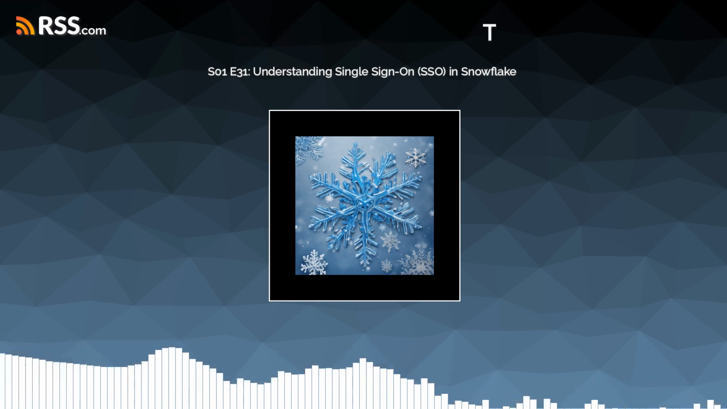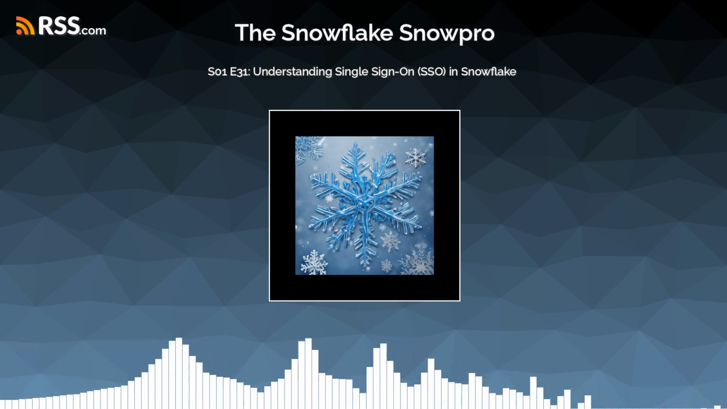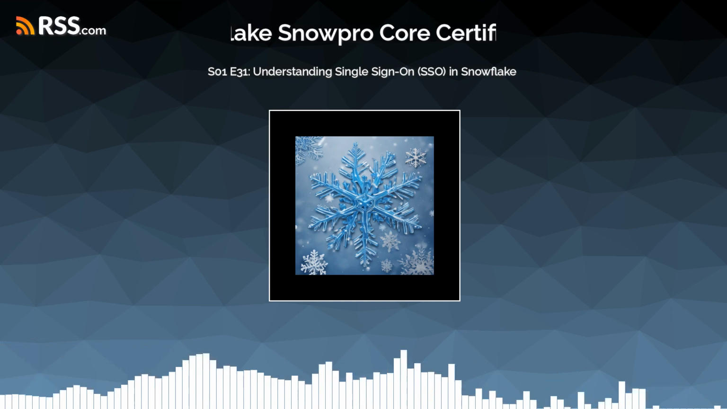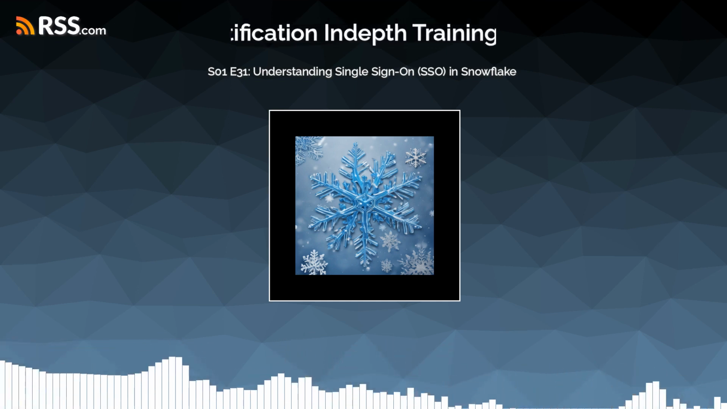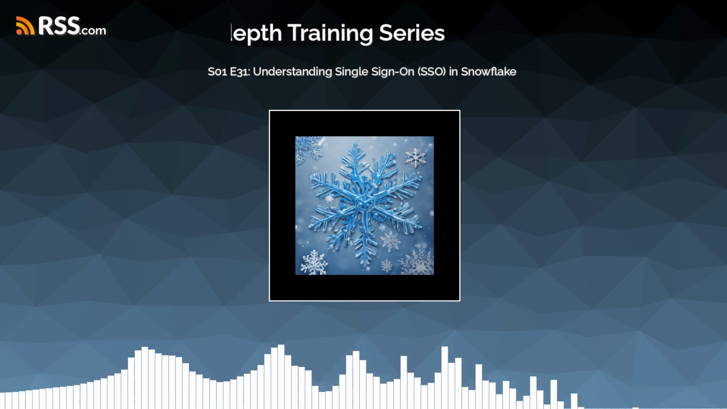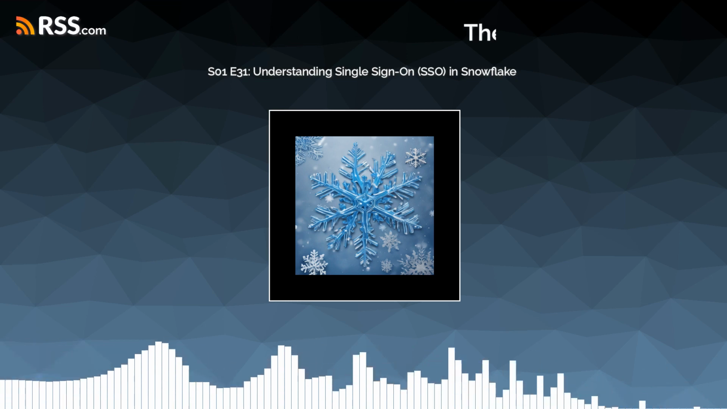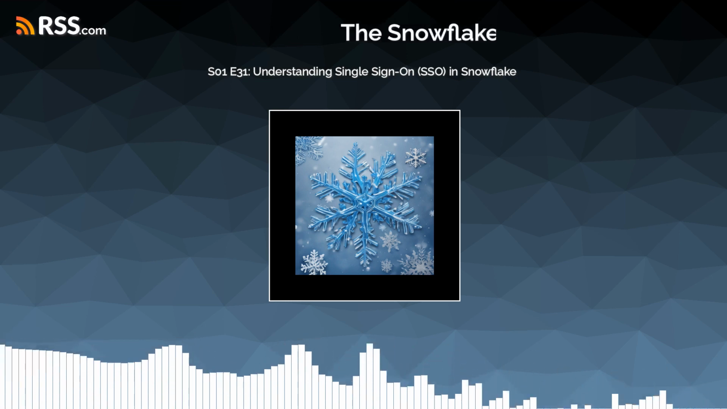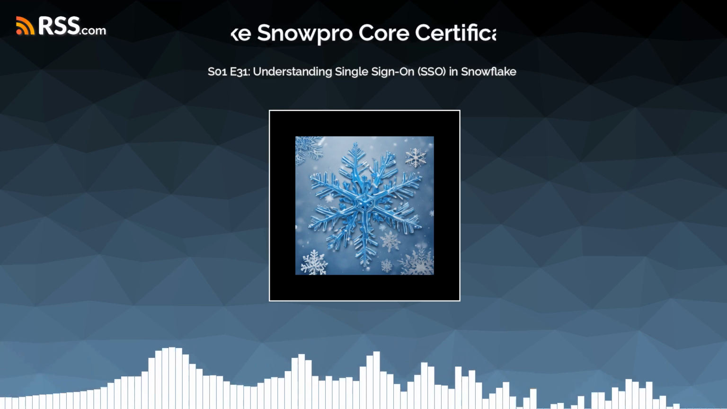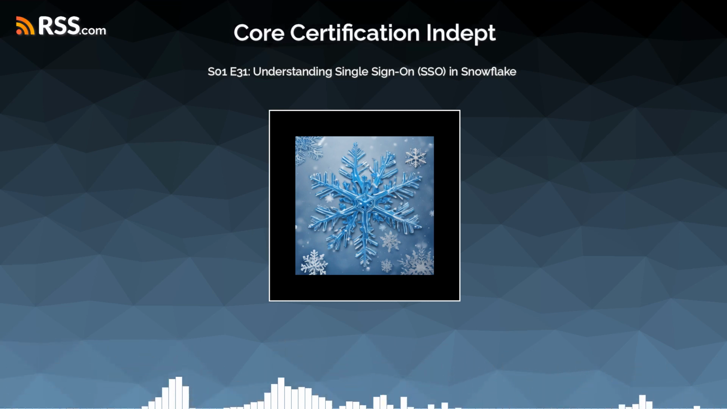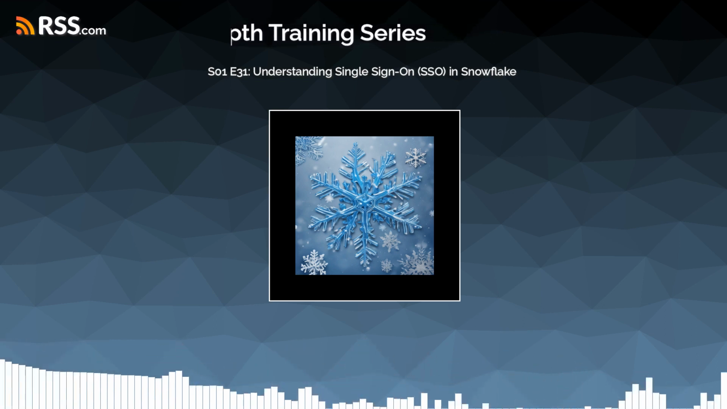The benefits of implementing SSO in Snowflake are manifold. It not only streamlines the authentication process, but also enhances security by leveraging your existing identity management framework. Moreover, it reduces the risk of password fatigue among users, minimizes IT help desk calls for password resets, and simplifies compliance with security policies. However, implementing SSO isn't without its challenges.